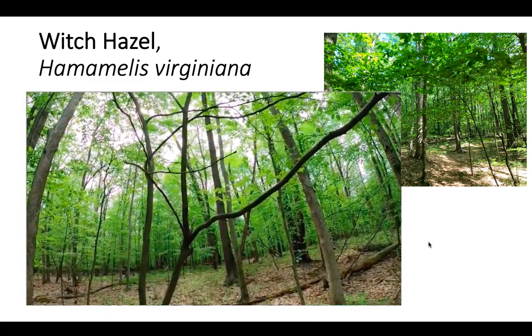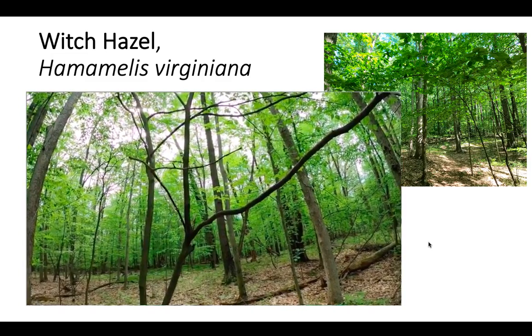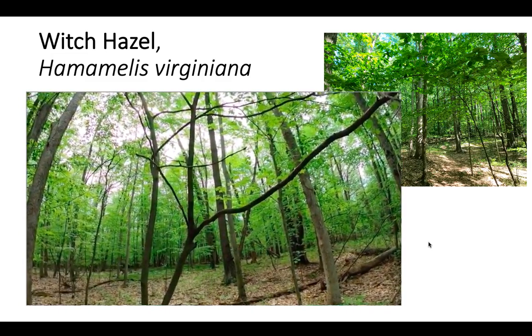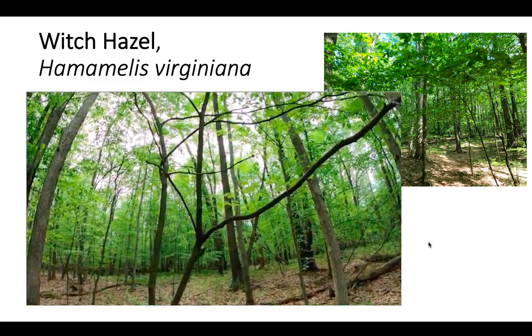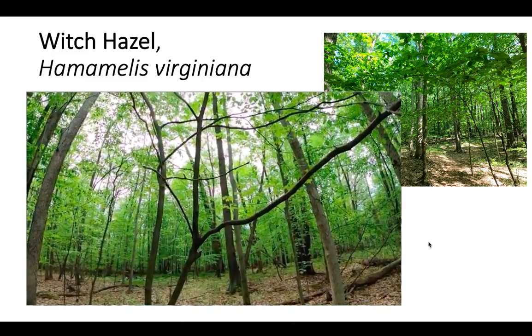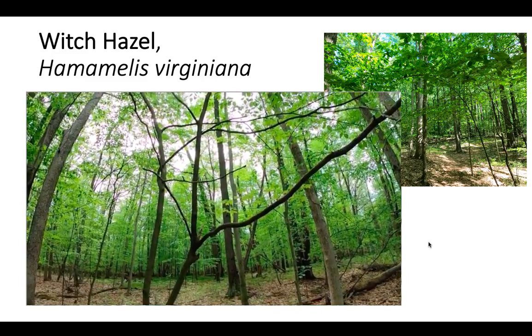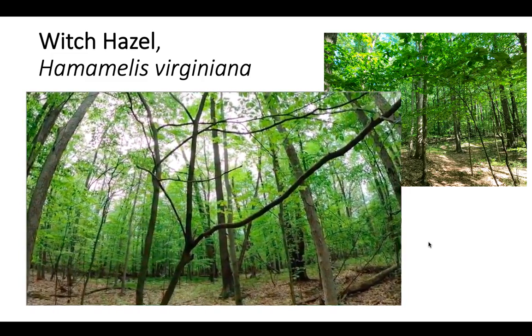The branches often fork in this typical Y pattern that we can see, and that's actually part of how it got its name, which referred to the fact that this tree was believed to have magical powers. We would use those Y-shaped forks as divining rods to locate where water was located.